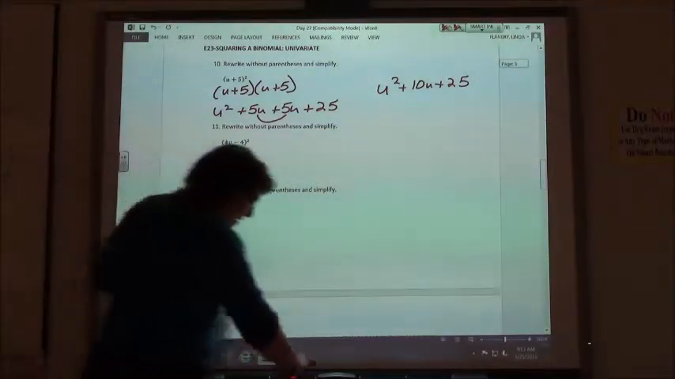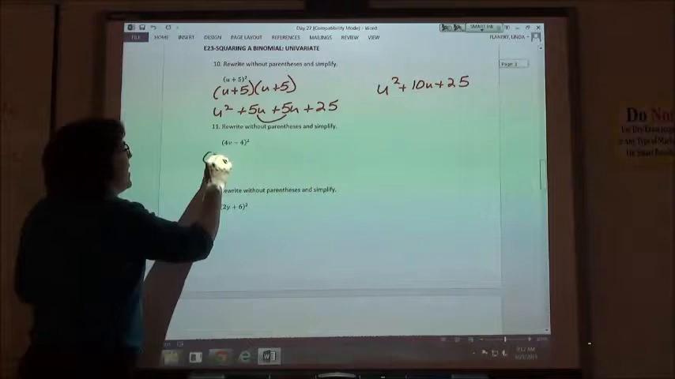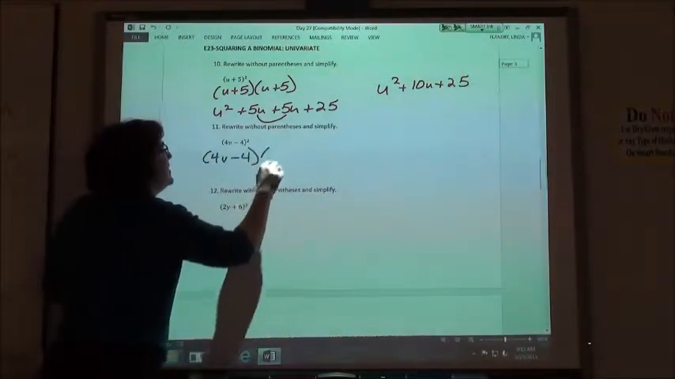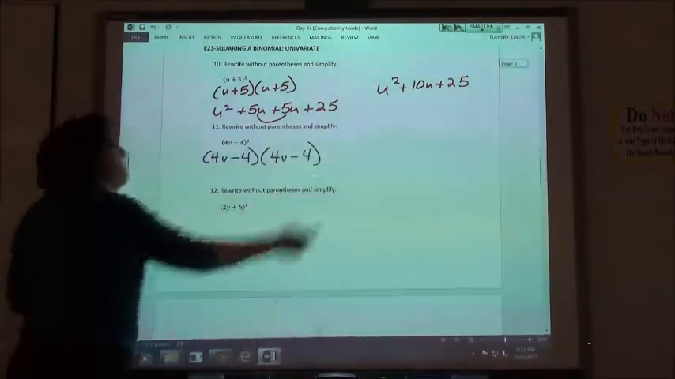Number 11 there. If I would FOIL that one out, I would take 4v minus 4 times the second 4v minus 4.